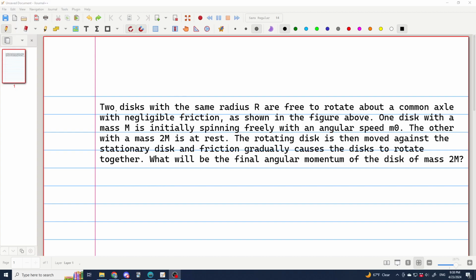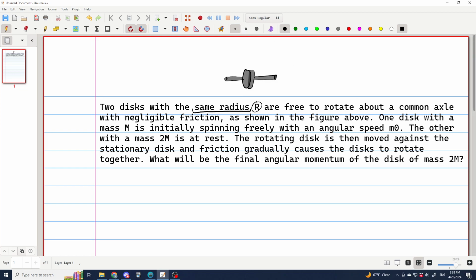Okay, so we've got two disks with the same radius r. They're free to rotate about some common axle with negligible friction as shown in the figure above. I forgot to draw the figure, but it basically looks like here's our disk, and then through it we've got this axle, and the axle also extends out this way. All right, I forgot to draw it, but there it is.